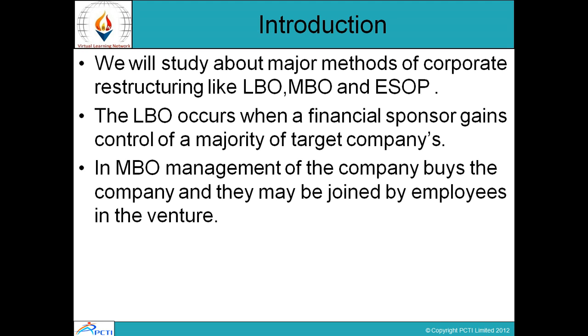An introduction. In the topics of LBO, MBOs, MLPs and ESOPs, we would be discussing what are the major types of corporate restructuring. So LBOs, MBOs, ESOPs, they are corporate restructuring plans. Secondly, we would be discussing the LBO occurs when a financial sponsor gains control of a majority of target companies. Further, in MBO, management of company buys the company and then may be joined by employees in the venture.